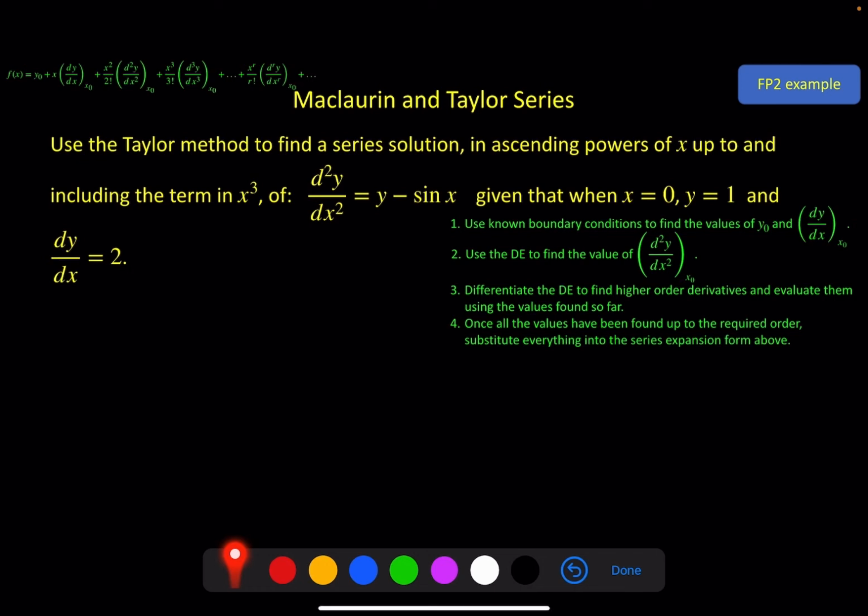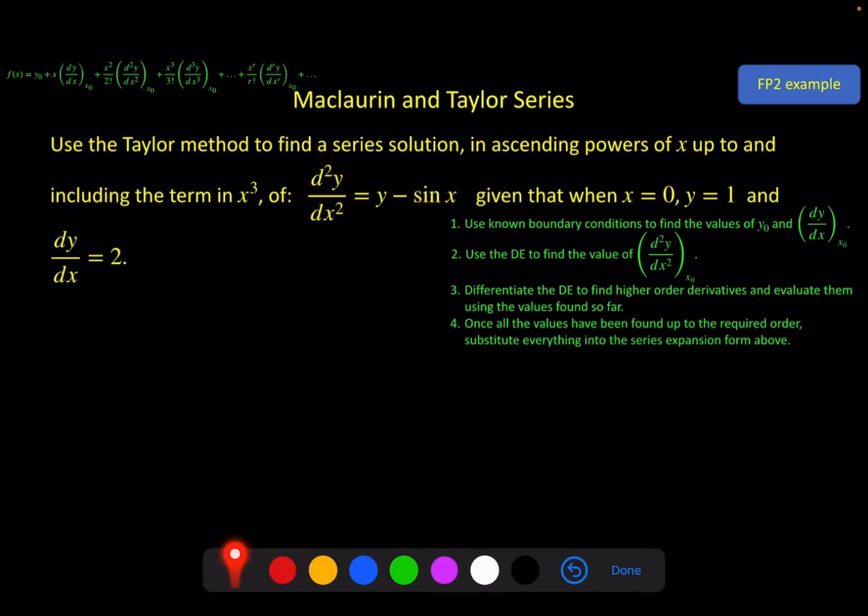Use the Taylor method to find a series solution in ascending powers of x up to and including the term in x cubed of this second order differential equation. So I know I'm going to have to differentiate this later, because to get x cubed I need to evaluate the third order derivative, and to get that I will have to differentiate this.